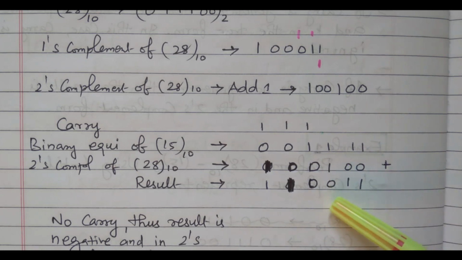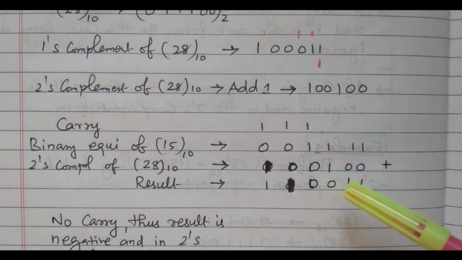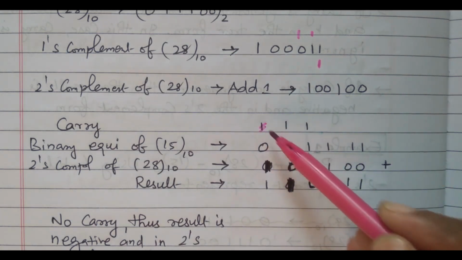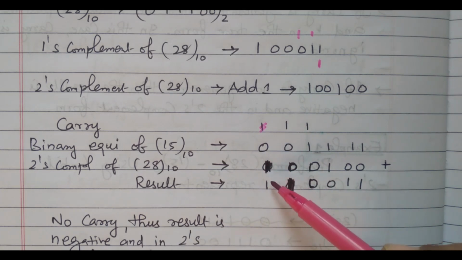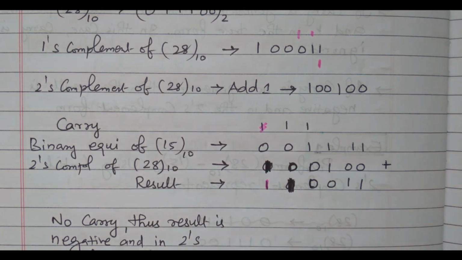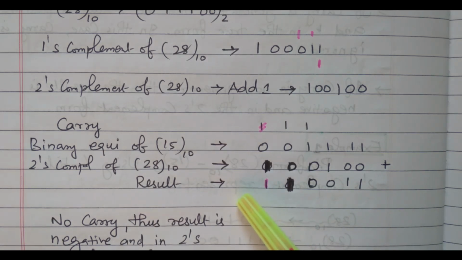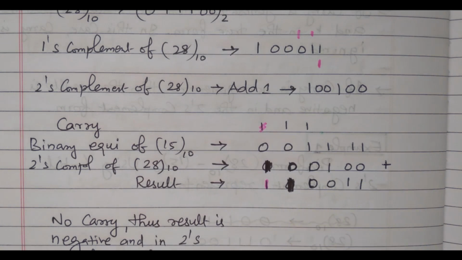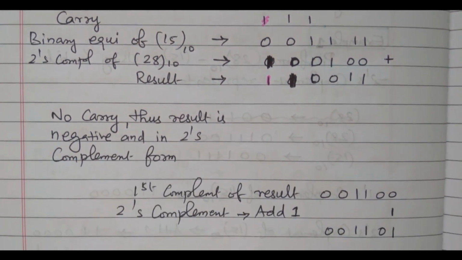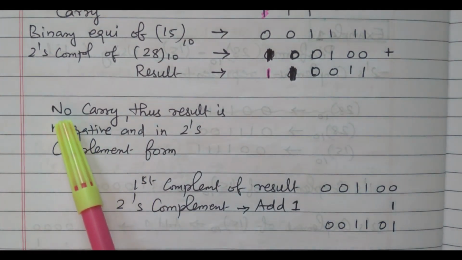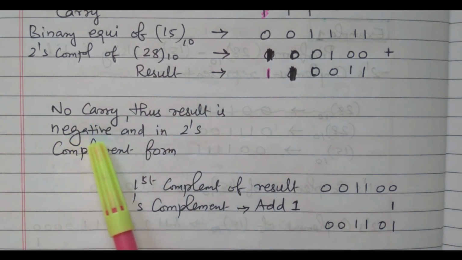So the carry is not generated here. We got the value 1, 1, 0, 0, 1, 1. So the carry is not generated. What is the meaning of that? Carry not generated means the answer is negative and also in the complemented form. No carry, thus the result is negative and is in the 2's complemented form, right.